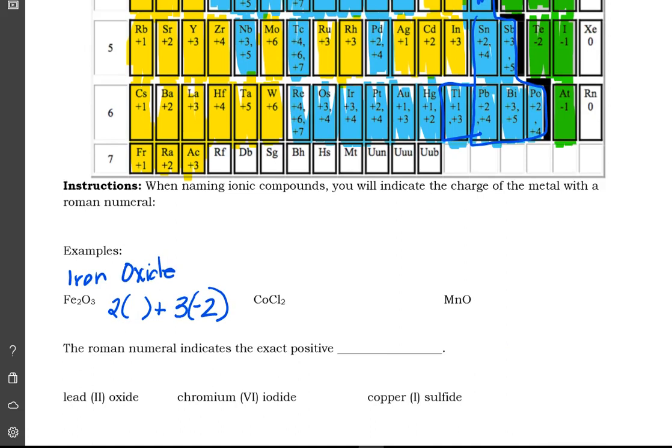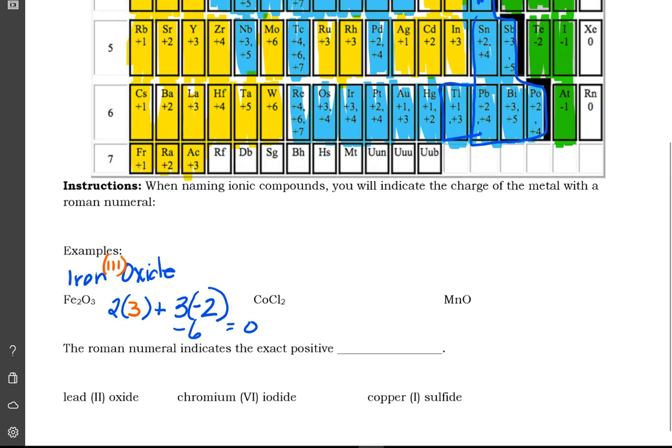So, our first example given here, to name him, we've been given the formula iron oxide. We know oxygen is a -2, and we know there are 3, so that's a -6. We have to add up to 0. So 2 times what, -6 equals 0. Well, 2 times 3. So, therefore, that iron must be a +3 charge. So we say he's iron 3 oxide.